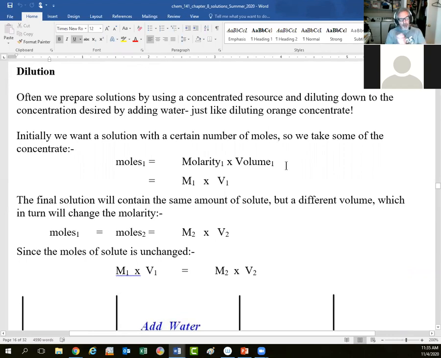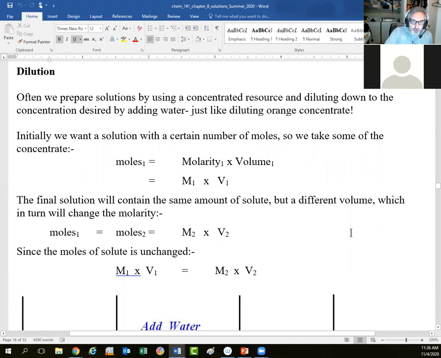So let's do dilutions. That's something that's quite often done in hospitals because the solutions which are bought in by the hospital are often bulk concentration. And then it's just a case of adding in water to dilute, like you would dilute your orange juice, to the desired concentration for the patient. So this has to be done right. You don't want to give a patient a drug at the wrong concentration.